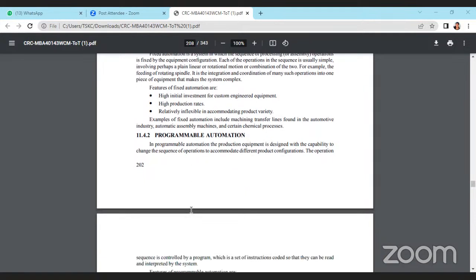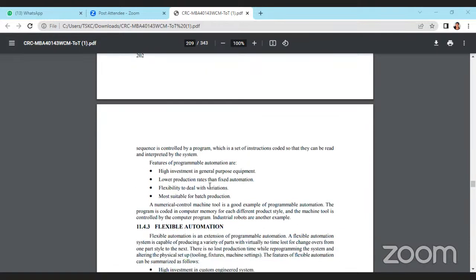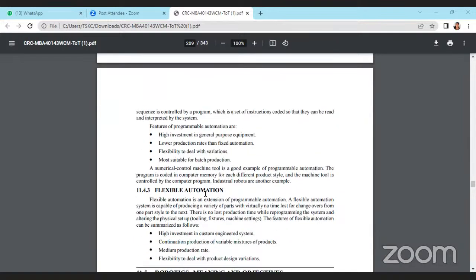Examples of fixed automation are automatic assembly machines, the automotive industry, and certain chemical processes. In programmable automation, the production equipment is designed with the capability to change the sequence of operations to accommodate different product configurations. Here we have high investment in general purpose equipment, lower production rates than fixed automation, flexibility to deal with variations, and it is more suitable for batch production. A numerical control machine tool is a good example of programmable automation. The program is coded in computer memory for each different product style, and the machine tool is controlled by the computer program. Industrial robots are another example.